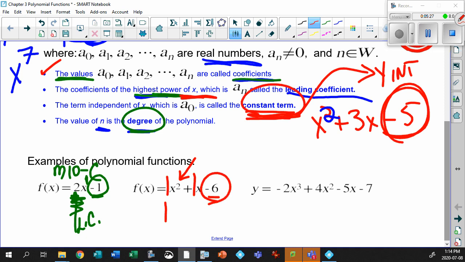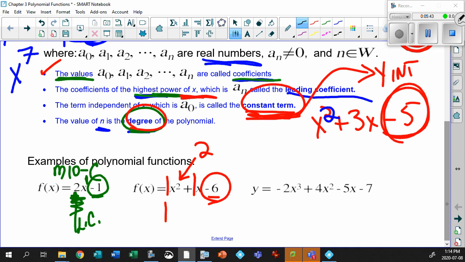It's the one without the x in front of it, and that also refers to your y-intercept. So your y-intercept on this one is -6. And then, of course, the degree in this case is going to be degree 2. Wow, super simple. Let's do the last one then.